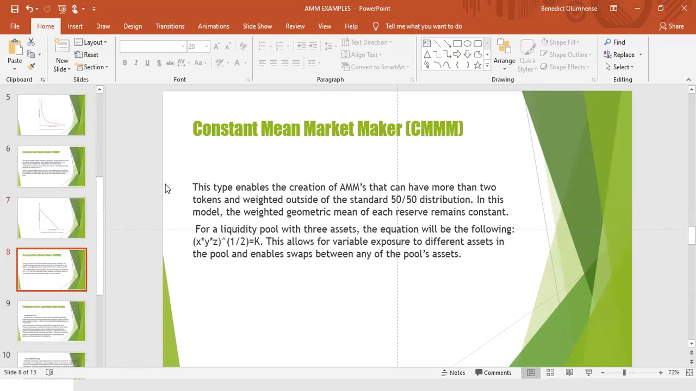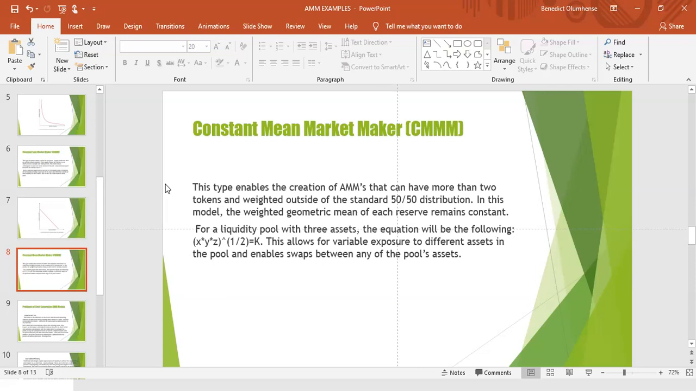So this type enables the creation of AMMs that have more than 2 tokens and are weighted outside of the standard 50 to 50 distribution model. Again, if you take the 50 to 50 distribution model, you go back to the same equation, X multiplied by Y equals A, right?